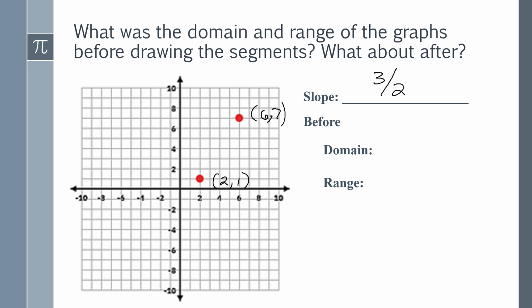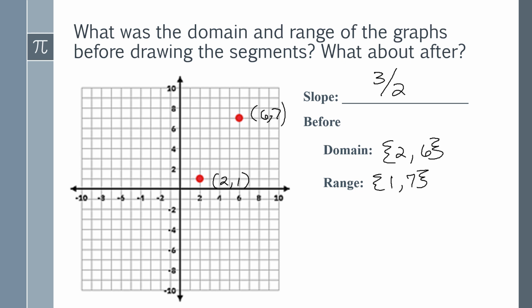domain is just our x values. So when we have a discrete set of data points, we just put it in set notation, right? So this is going to be {2, 6}. And our range is going to be {1, 7}. Okay.